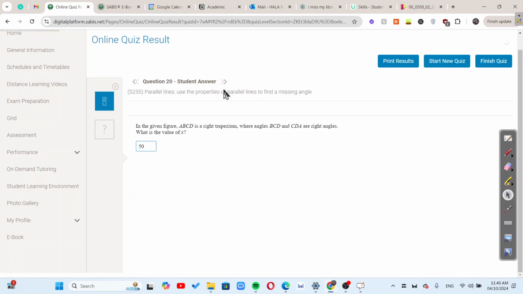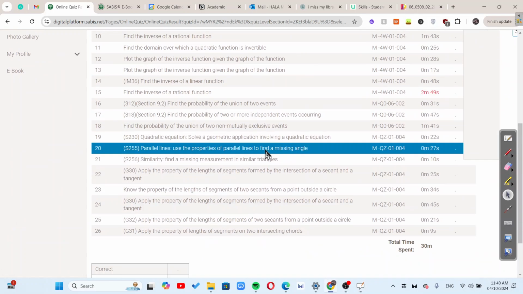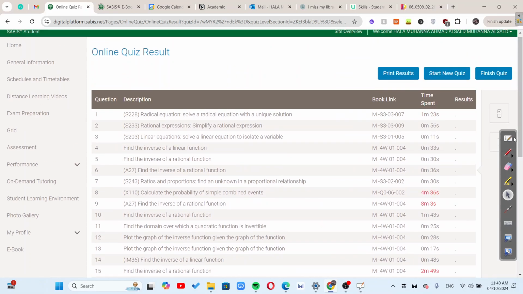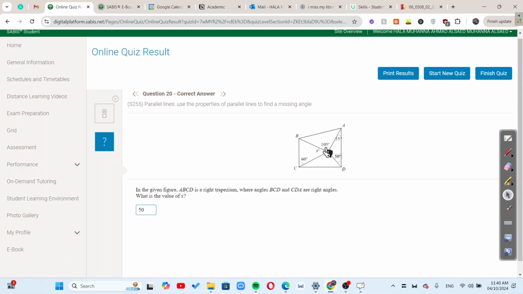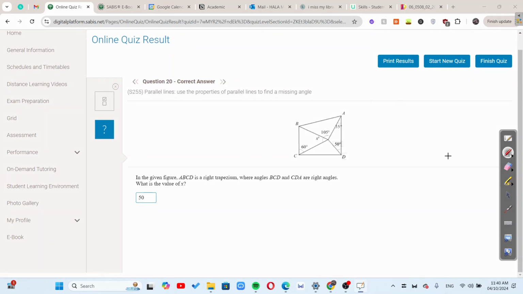Now, next question. We're almost done. We only have 6 questions left? Perfect. Now this question, I really like it because it's honestly easy. Here, look, you have this question and they told you that C and D are right angles. So if C and D are right angles and this is 60, this must be 30, which is just 90 minus 60. And if this is 30, then this must be 40.